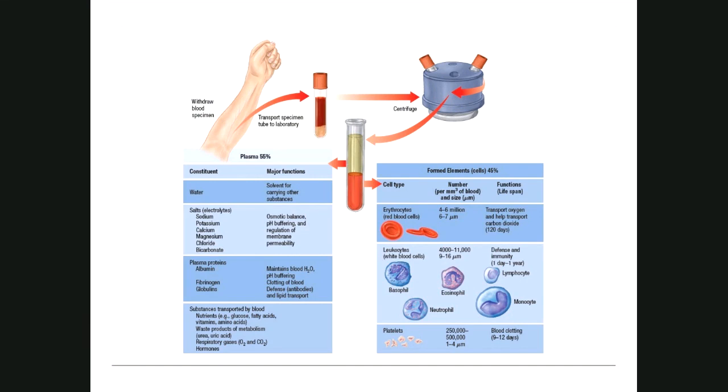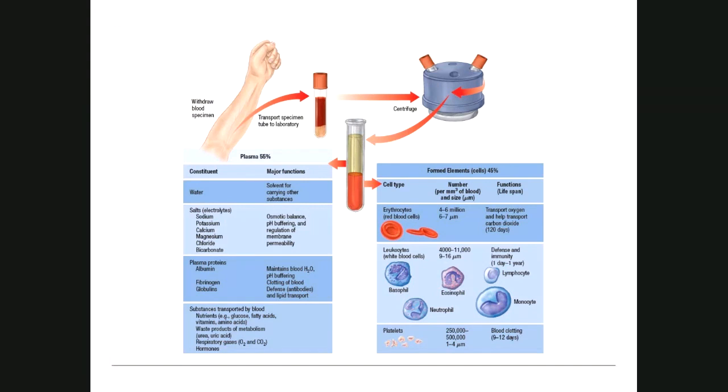If we view this image on page 232, we're going to look at the various components of the blood. So plasma, 55%, is made up of water, a solvent for carrying other substances, salts and electrolytes, and plasma proteins such as albumin, fibrinogen, and globulins. Its major functions are to maintain the body's water, clot blood, and defense. And then we have substances transported by the blood such as nutrients, vitamins, waste, respiratory gases, and hormones.